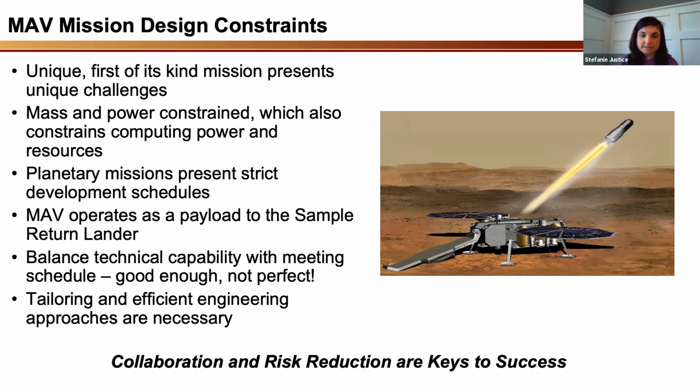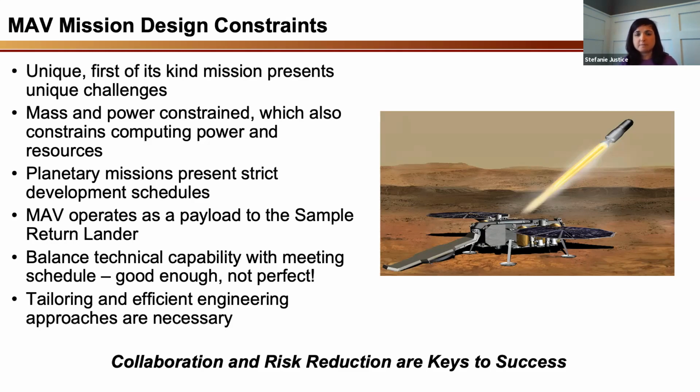Again, we operate as a payload to the sample return lander. So that's kind of a unique position because we are both a vehicle, a launch vehicle, and a payload. And as such, all of those constraints put together, we really have to balance the technical capability with meeting our schedule. So we really have to think about what's good enough, not perfect. We can't design a Corvette or a Maserati if a Honda Civic will do the job. We really just need to meet that mission goal of getting our payload into orbit. And so tailoring and efficient engineering processes are very necessary.